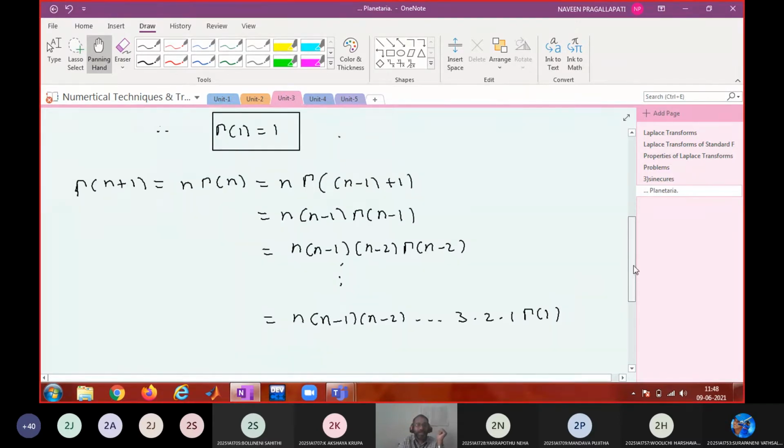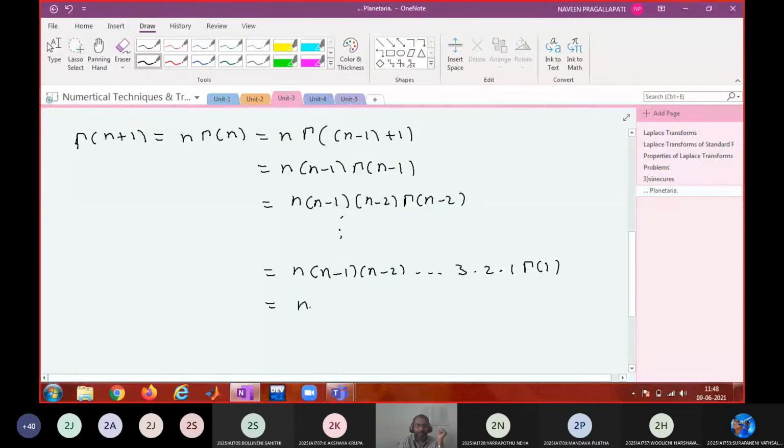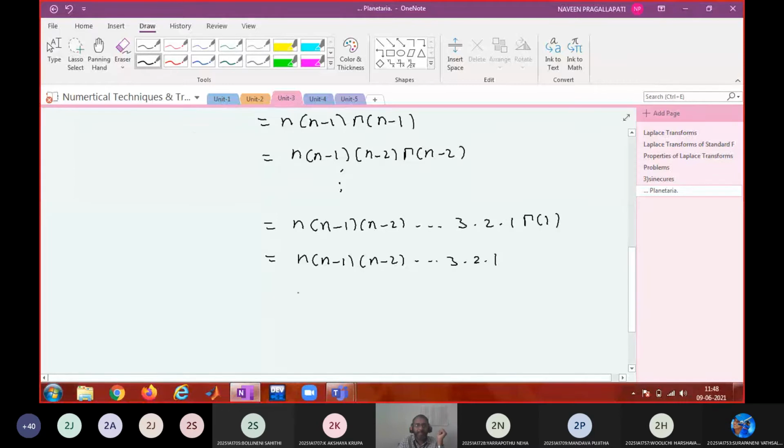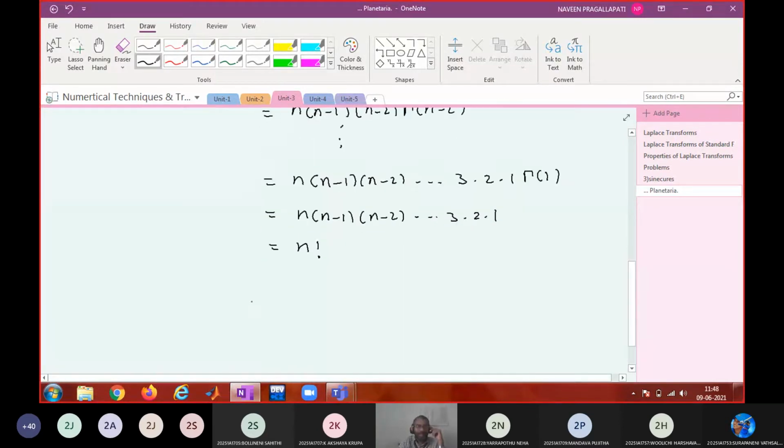Okay. So what is this expression then? N into n minus 1 into n minus 2 into and so on, 3 into 2 into 1. Did you identify this expression? N factorial. Therefore, for any natural number n belonging to Z plus, gamma of n plus 1 is n factorial. Okay.